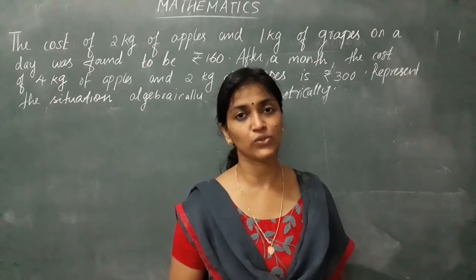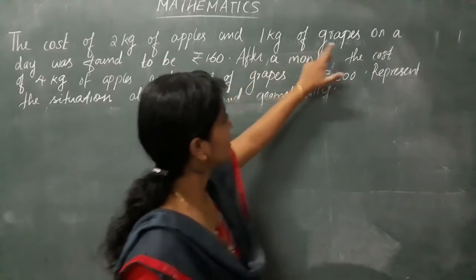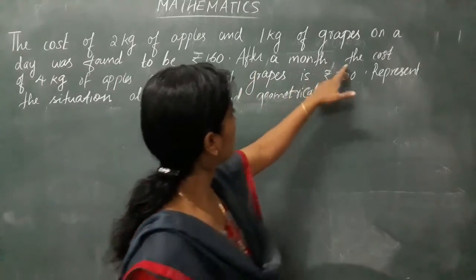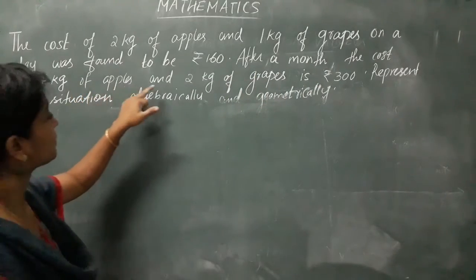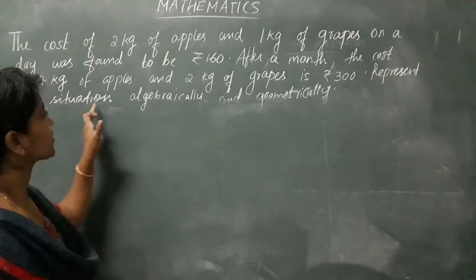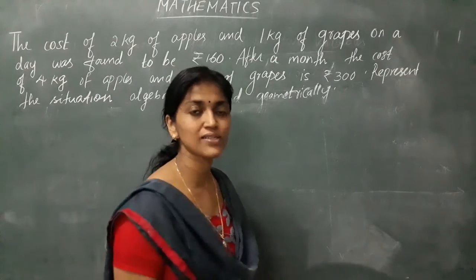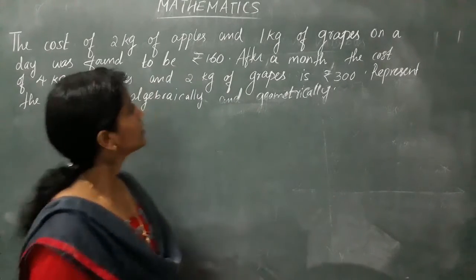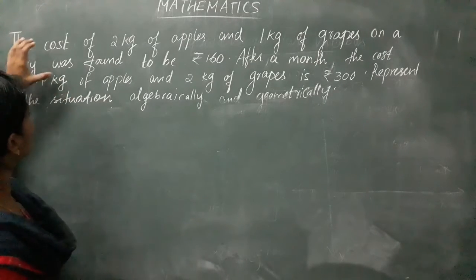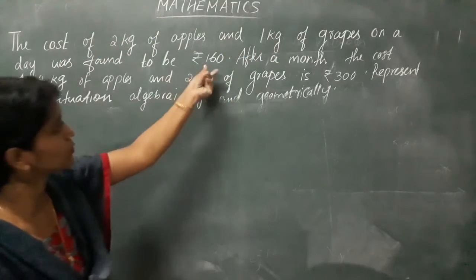We will see one more example. Now we will see the next question. The question is: the cost of 2 kg of apples and 1 kg of grapes on a day was found to be rupees 160. After a month, the cost of 4 kg of apples and 2 kg of grapes is rupees 300. Represent this equation algebraically and geometrically. That is graphically. So here we have to form the linear equations using the given condition.